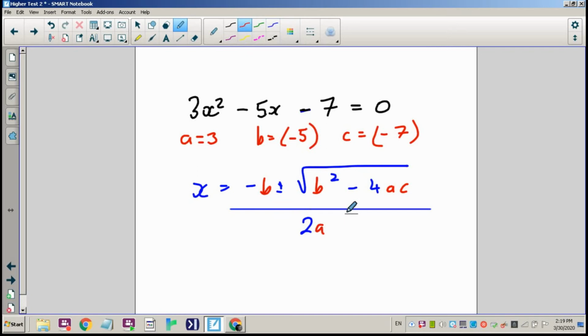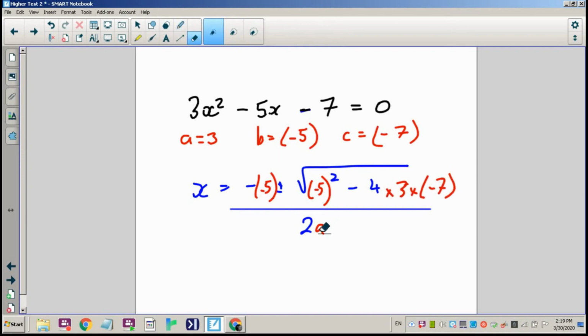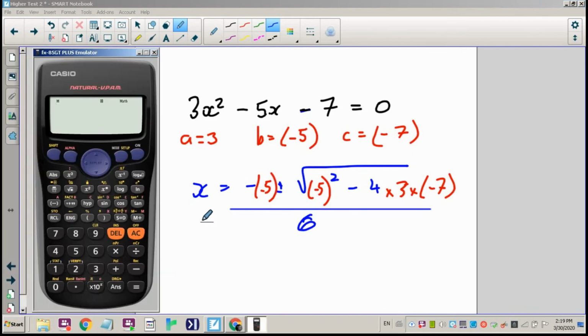And once you've done that, all we're going to do is replace b with minus 5, a with 3, and c with minus 7. So let's do that now. Now this one's critical. The b squared one is the critical one that you have to have brackets in. Okay. Right, let's try that. And then times 3 times minus 7, all over 2 times 3 is 6. I think I can do that. And get your calculator out, and you should have it.